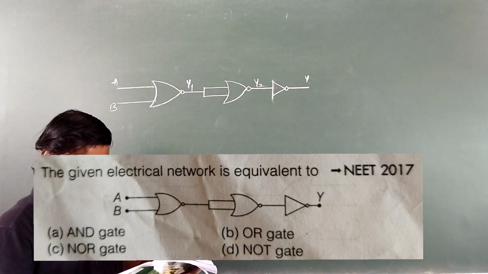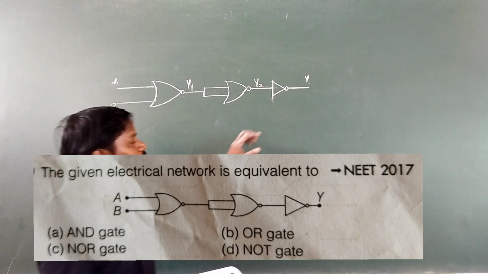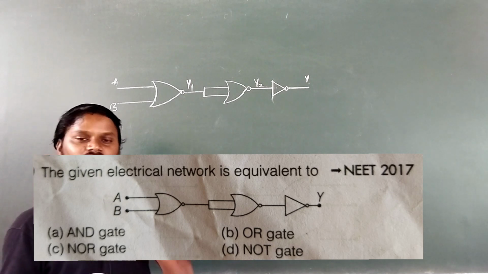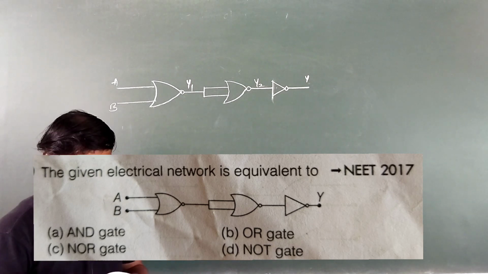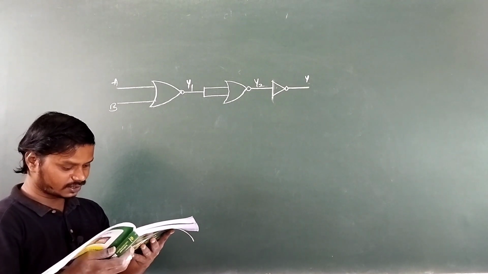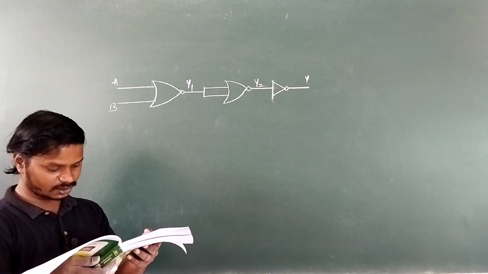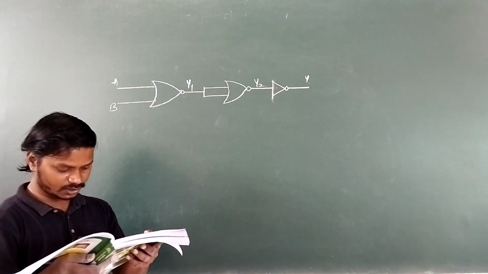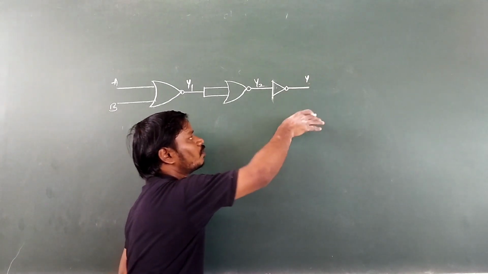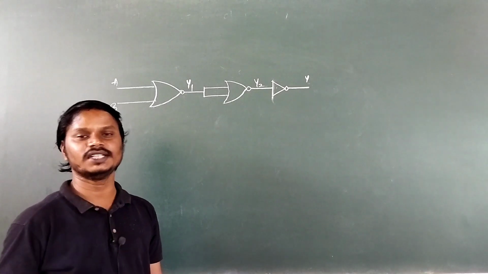So in the next question also a combination of logic gates is given. So what is our aim? Our aim is to find which type of gate it is. So by finding the output we can say whether it is OR gate, NOR gate, AND gate or NAND gate. Okay. See here, what is the question now? The question is the given electrical network is equivalent to: first option AND gate, second option OR gate, third option NOR gate and last option NOT gate. So first we have to find the output of this whole combination. Depending on output we can say which type of gate it is.